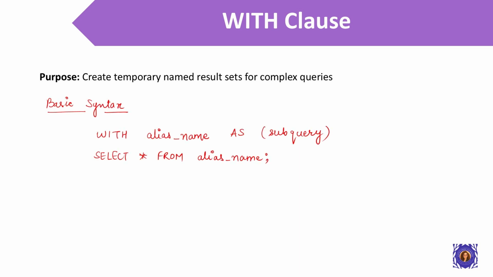The basic syntax is beautifully simple. You start with the keyword with, followed by an alias name. Think of this as your temporary table's name. Then you use as, followed by your subquery in parentheses. After that, you can reference this alias just like any other table in your main query. Let me show you exactly how this works with practical examples.